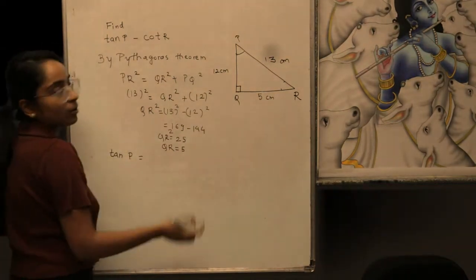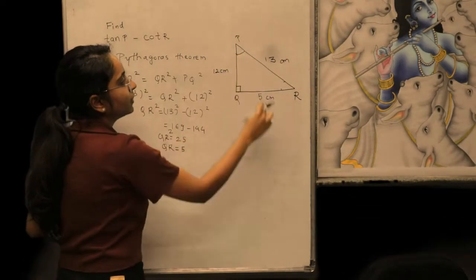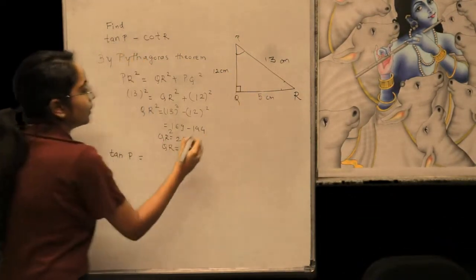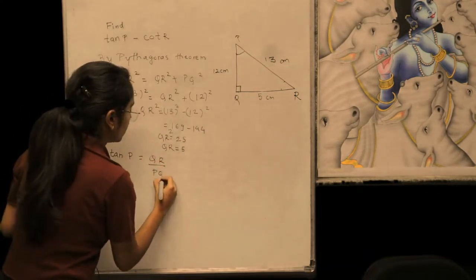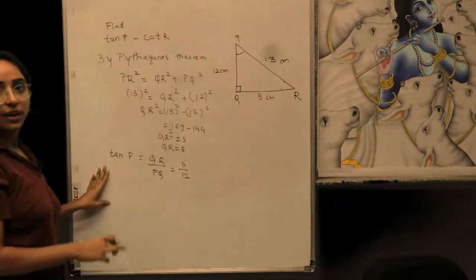So tan has a formula opposite upon adjacent. So side opposite to angle P is QR and adjacent is PQ. So thus we will write the formula QR upon PQ, which comes to be 5 upon 12. Now we have gotten the value of tan P.